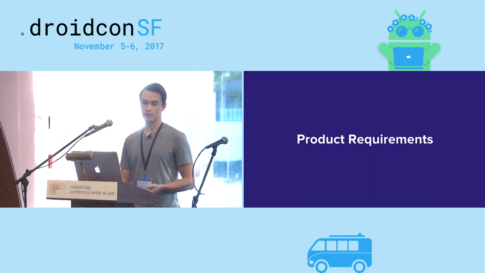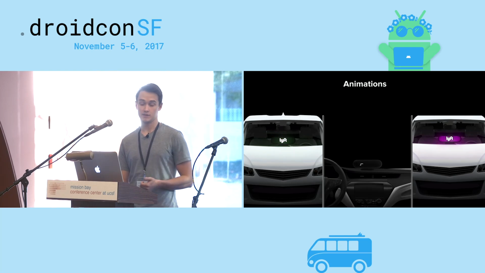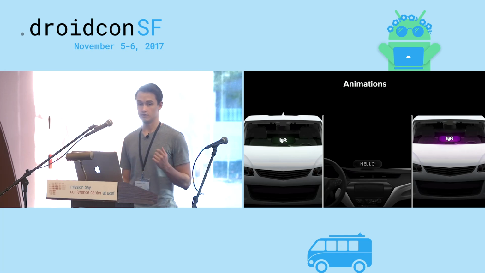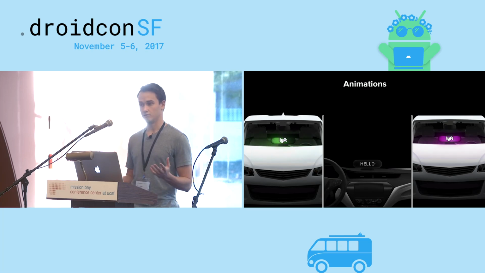So first is the product requirements. The primary purpose of the Amp is to play these animations. You can see the green animation is what we call the beaconing one. The beaconing animation occurs when a driver arrives at a pickup location, and a passenger can check their phone, and they'll see a green light on their phone. And then they can say, oh, that's my Lyft over there, it's the green one. And that's what we call beaconing.